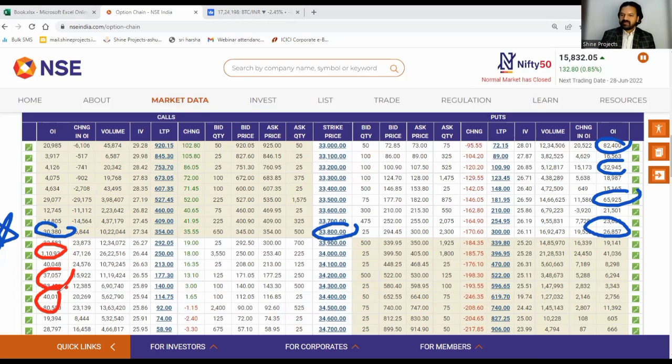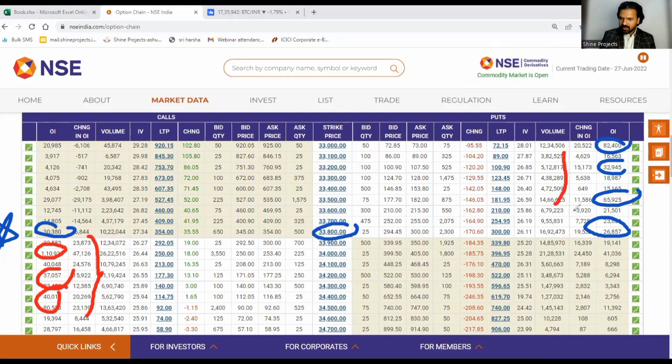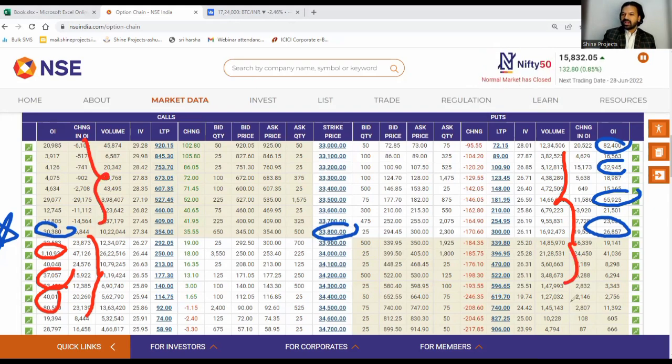call writing. But change in open interest also is very important. There are a lot of calls that got added today at higher levels, and that much amount of put writing did not take place for in the money puts. And call unwinding took place. It's a very mixed data, right? Call unwinding took place and put addition took place.